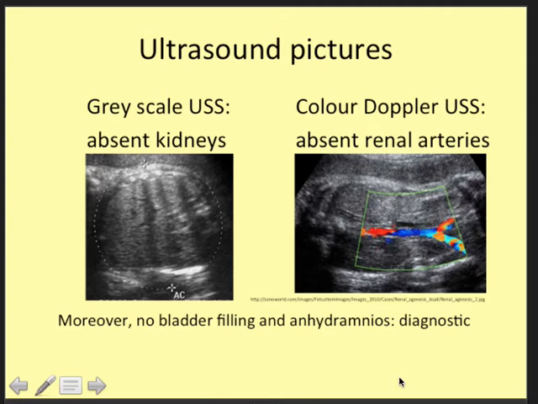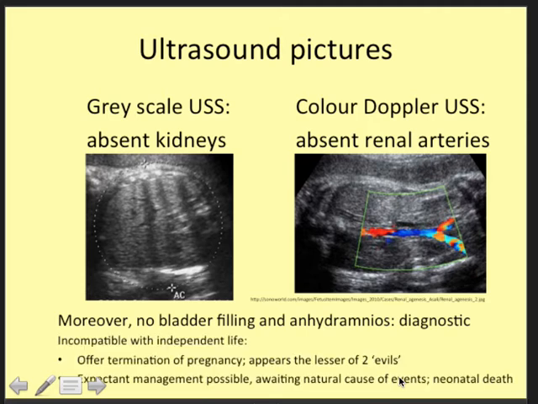Very confrontational, because the prognosis, of course, means you are unable to live a normal life without kidneys. So usually we offer termination of pregnancy. That appears to be, in this scenario, the lesser of two evils. And of course the parents could choose for expectant management and await the natural course of events, which means that the baby eventually will die postnatally. That concludes the last congenital malformation.